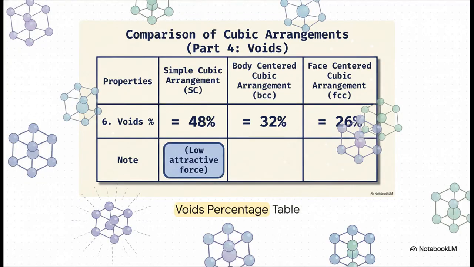Row 6, voids percent. For simple cubic arrangement, SC equals 48%. Note, low attractive force. For body-centered cubic arrangement, BCC equals 32%. For face-centered cubic arrangement, FCC equals 26%. The logic for voids is super simple, guys. Just take 100% and subtract the packing efficiency we just found. Whatever is left over is your empty space, meaning your void percentage.